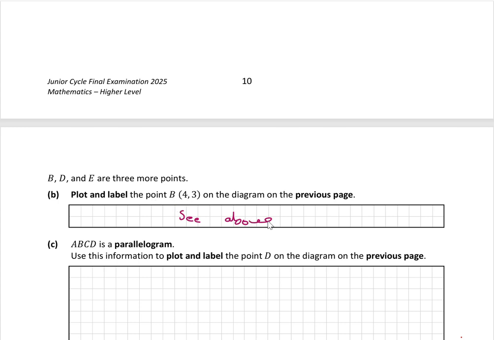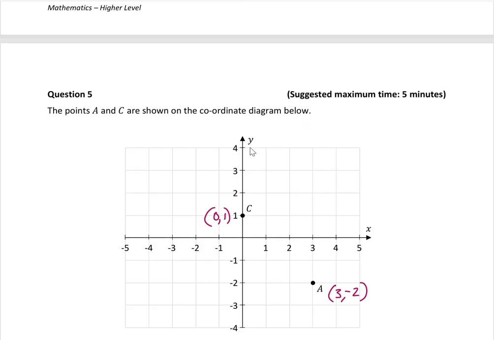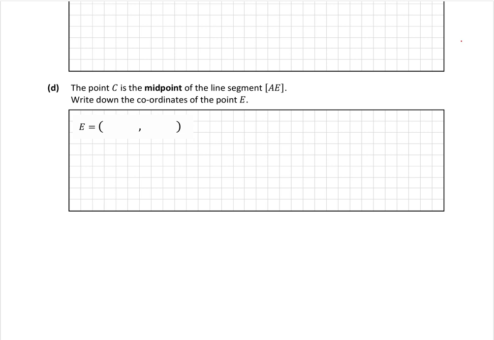Okay. So plot the point B, 4, comma 3. So let's find that on the diagram. 4, comma 3. So that's going to be there, I think. Sorry, no, 4 comma 3 is there. So that is B. 4 comma 3. All right. So that's that part of it.